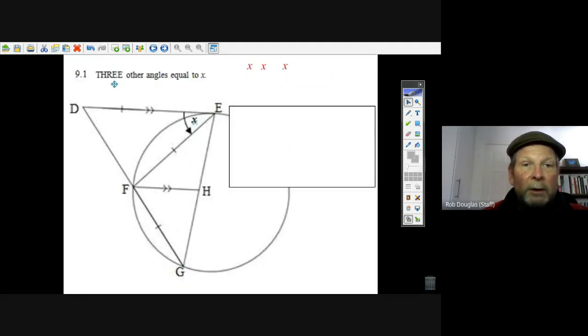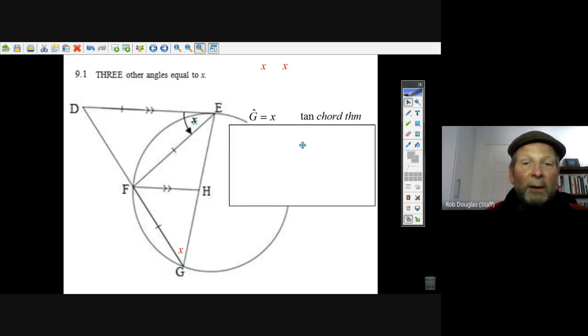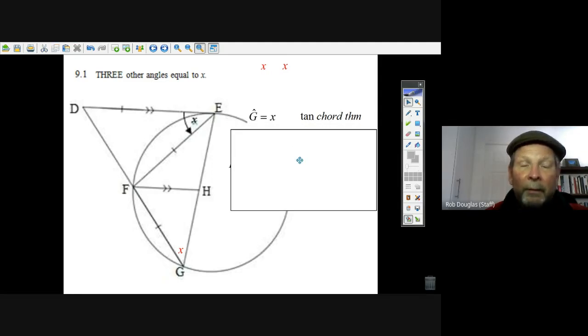Okay, the first question is name 3 other angles that are equal to X. Well, this is a tangent line. FE is a chord, and the tan chord theorem says that this X here must equal this X up in the top of the triangle that subtends the same chord EF. So G equals X because of the tan chord theorem. Well, that's one thing that must be true.